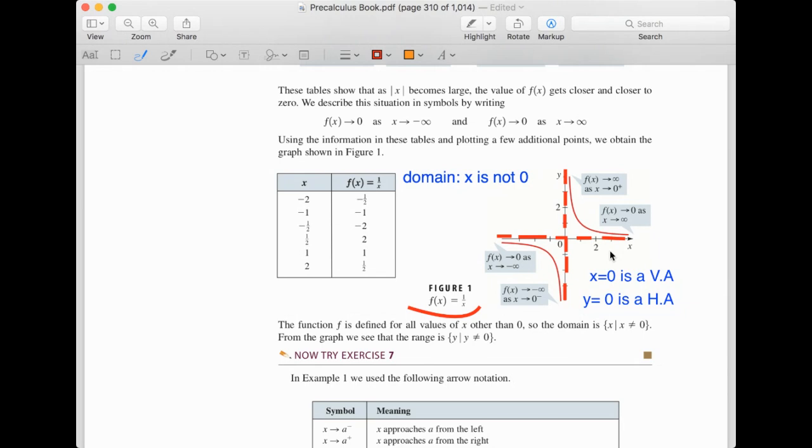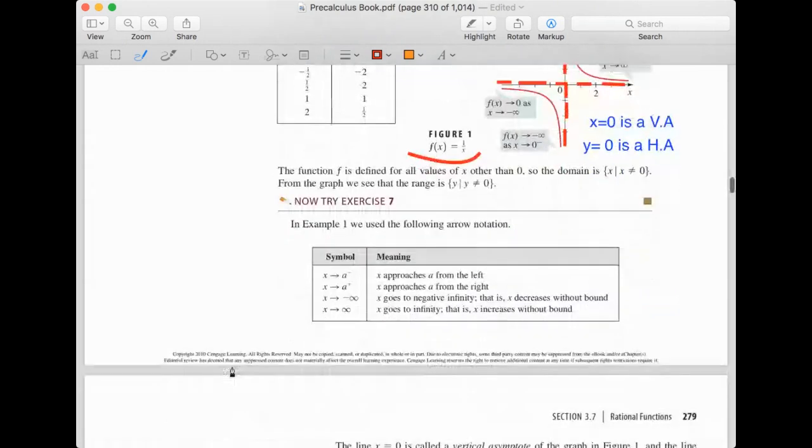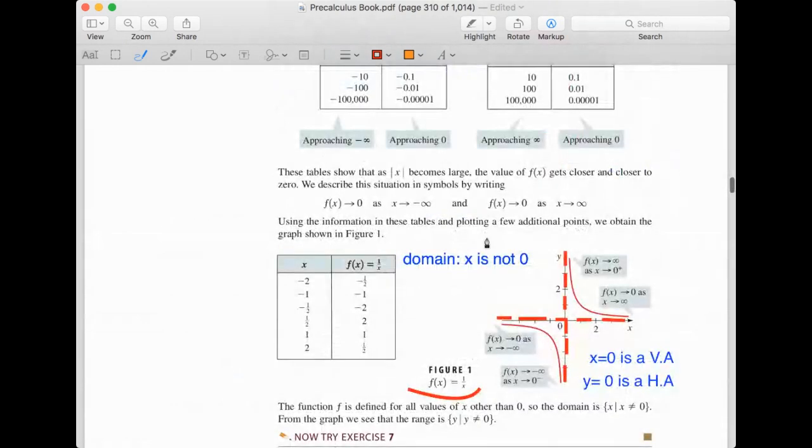So let's try to put this graph in our head, all right? This is the 1 over x graph. We have two asymptotes. The y-axis is the vertical asymptote, and the x-axis is the horizontal asymptote for this function. And the domain of this function is x is not 0, right? You see the domain. x can be any value but 0.